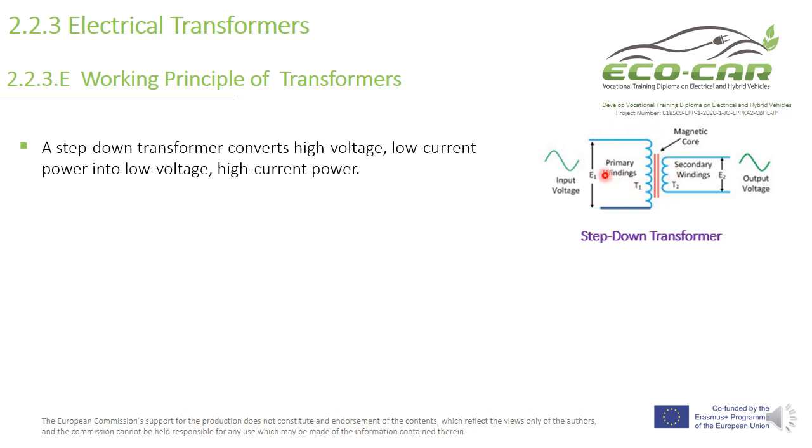Step-down transformers decrease the AC input voltage to another, lower AC output voltage. This is the E1 voltage, or V1. This is the E2 voltage, or V2. So T1 stands for the number of windings of the primary, and this is T2. So step-down transformers have fewer turns on this side, low voltage, high current.